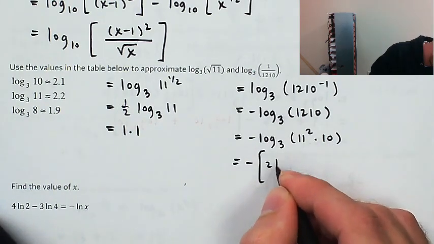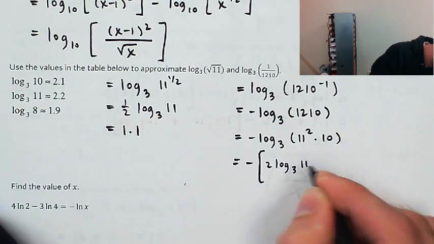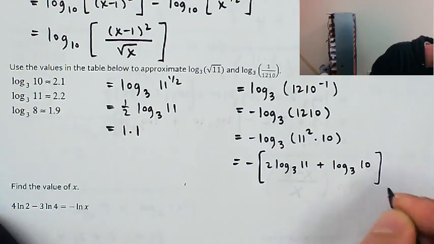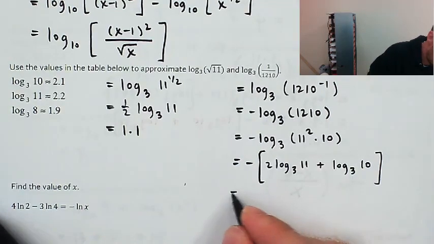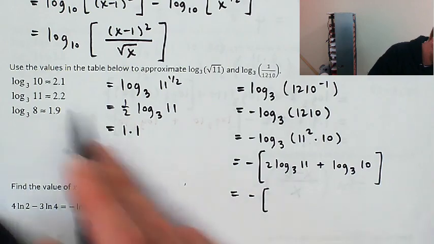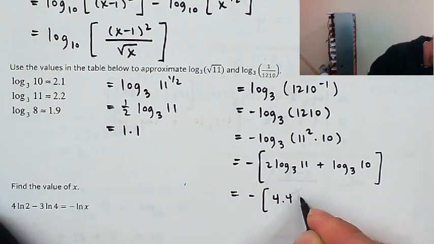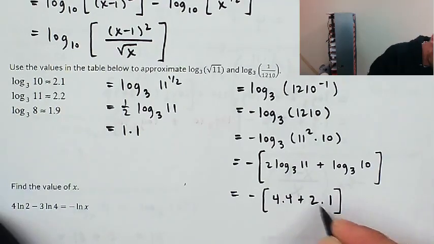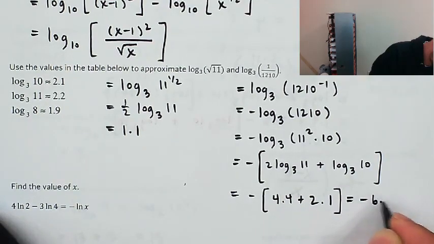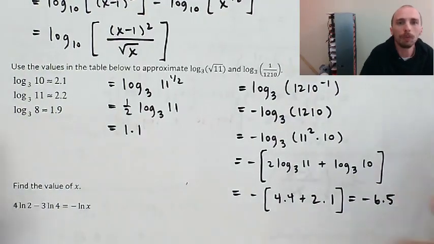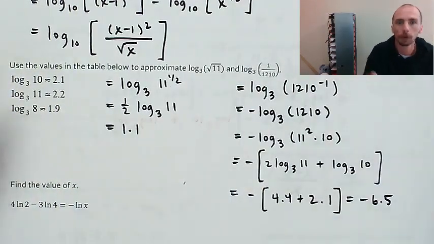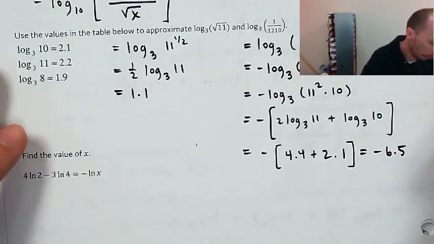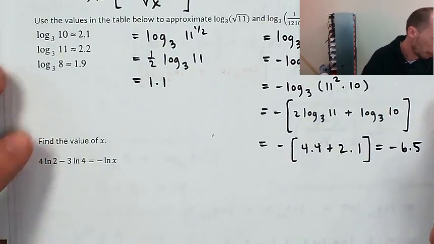All right, so I'm going to have 2 times the log base 3 of 11 plus 1 of the log base 3 of 10. So I'll have the negative of 2 times log of 11 would be 4.4, plus log base 3 of 10 was about 2.1. So I've got 6.5, that's negative 6.5. Okay. That was pretty involved, but if you think about it, we built up to this over the course of these 20 minutes we've spent together, learning our log properties. We didn't just go straight for that. We learned all the other properties first.